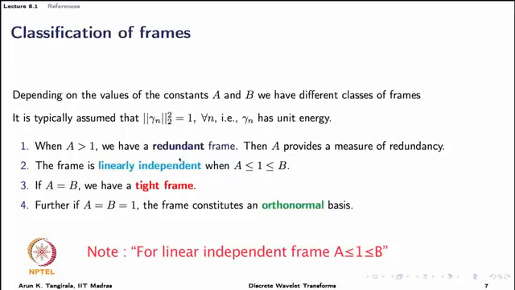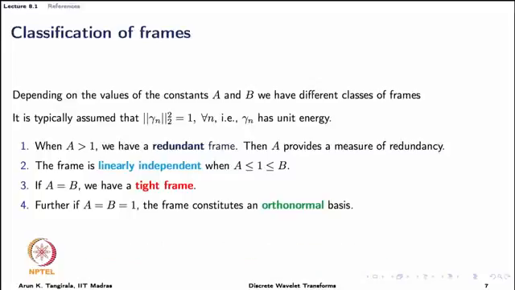Now, when A and B are at the most 1, they could be equal, but A is never greater than 1 and B is also never greater than 1, but then B can be greater than A, then we have what is known as a linearly independent frame. Why is it linearly independent? Why not perfect tight frame? Because A is not equal to B necessarily. When A equals B, we have a tight frame.